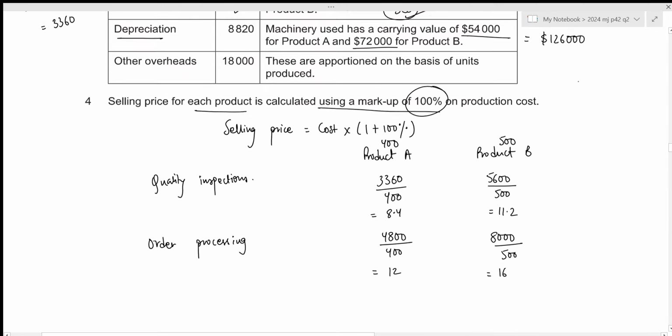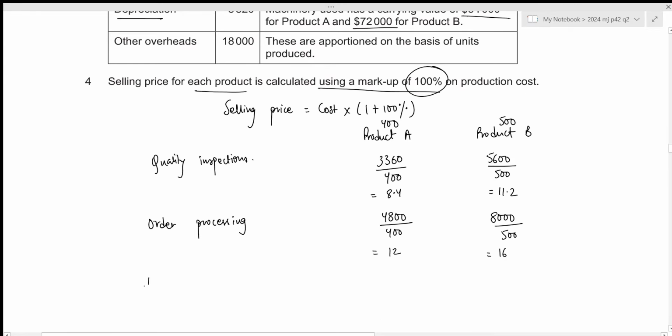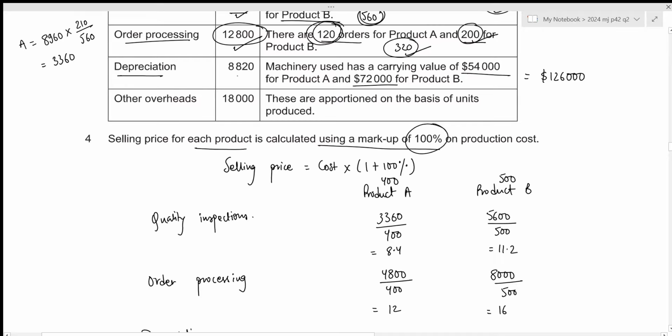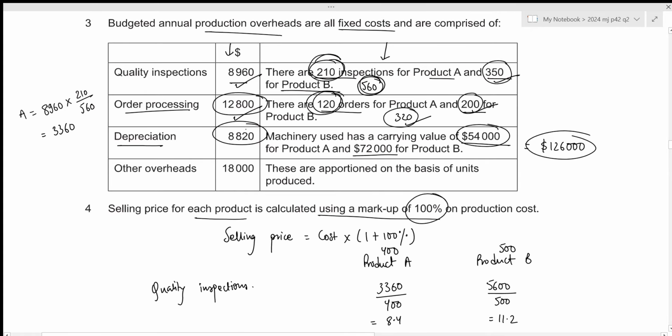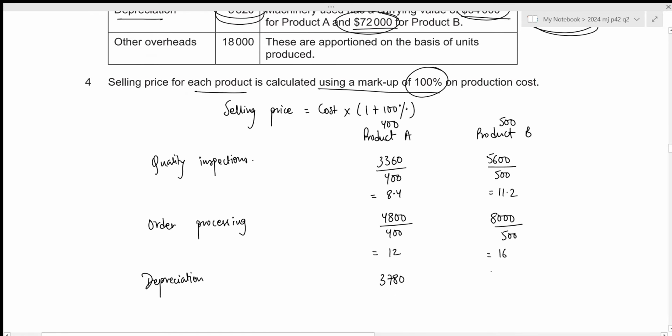Now let's divide the depreciation. For product A, that will be 8,820 times 54,000 divided by 126,000, which results in 3,780. And for product B, that will be 8,820 times 72,000 divided by 126,000, which results in the value of 5,040.